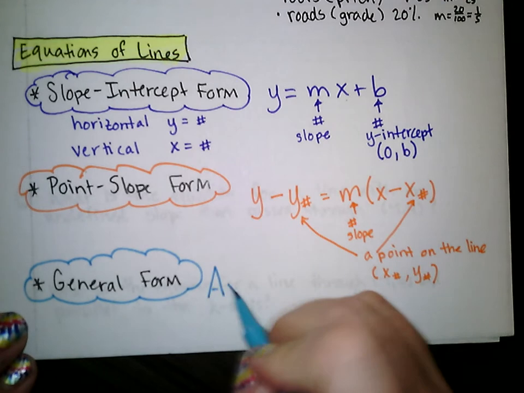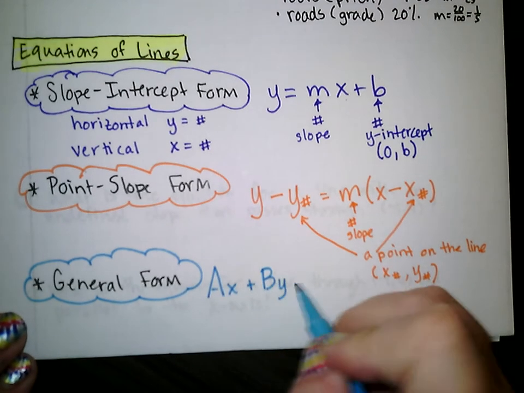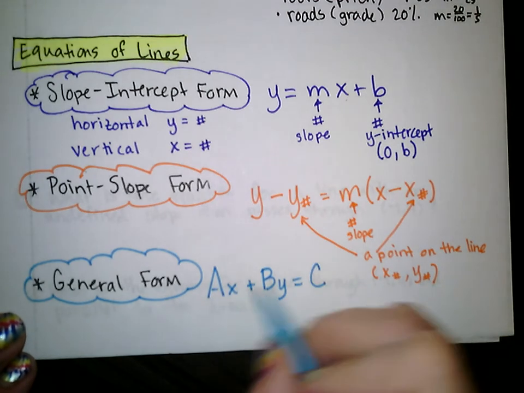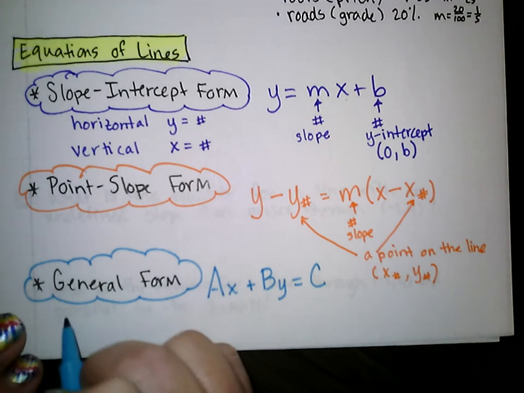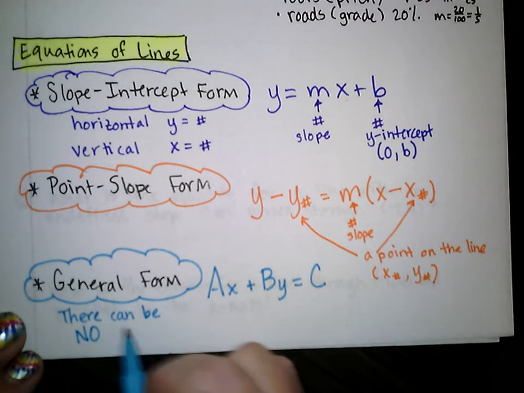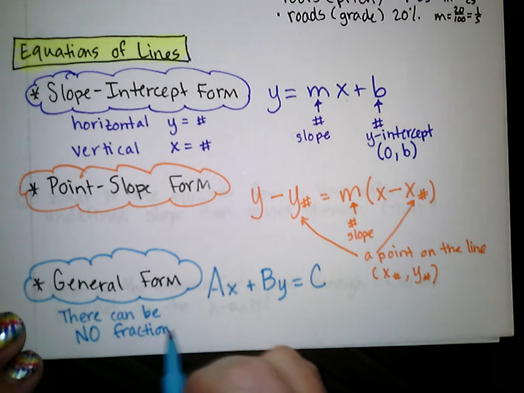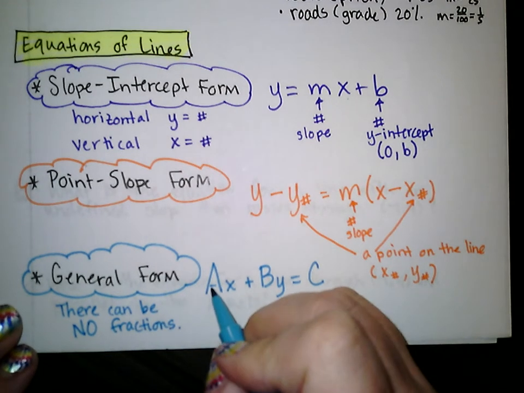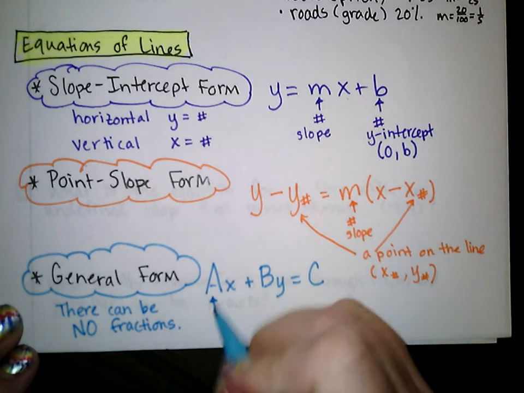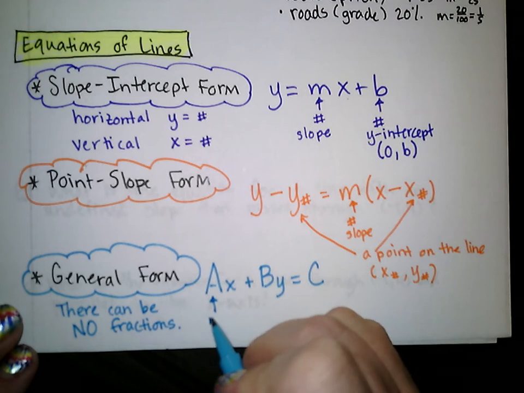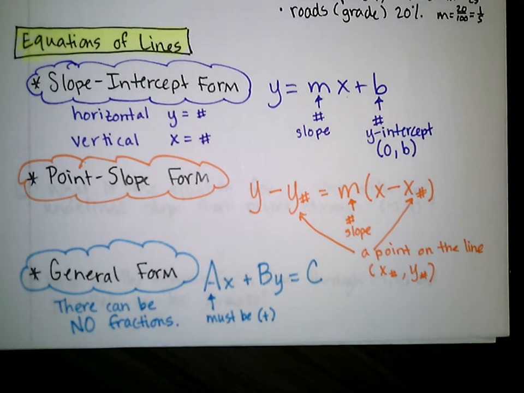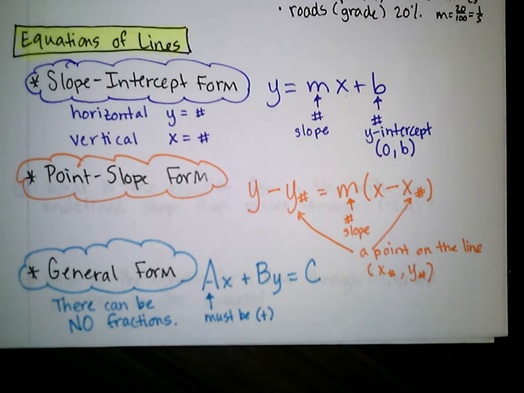General form looks like this. So A is a number, B is a number, C is a number. X and Y are still variables. In general form, there can be no fractions. So if you have fractions, you're going to need to clear those fractions so that you have all integers. Except for this leading one. This A out front has to be a whole number. So this A out in front of the x must be positive. No fractions in general form, and the leading term in front of the x has to be positive.